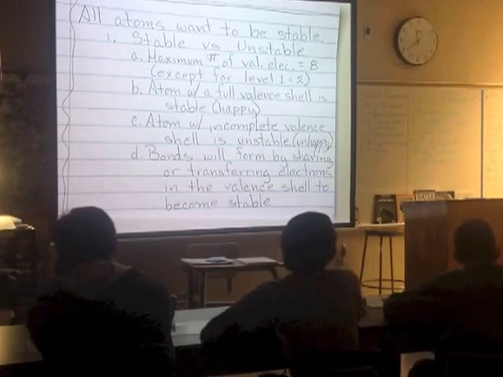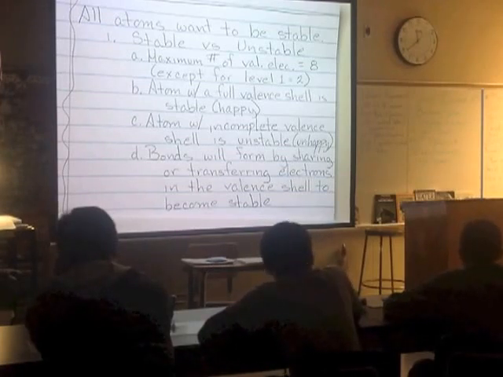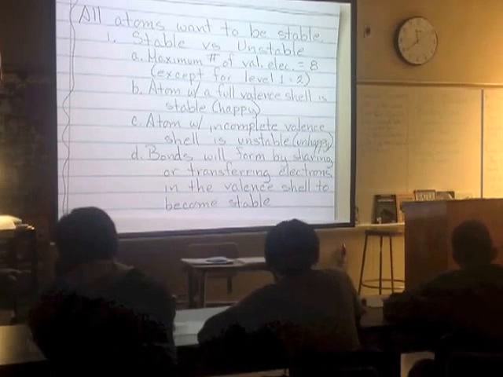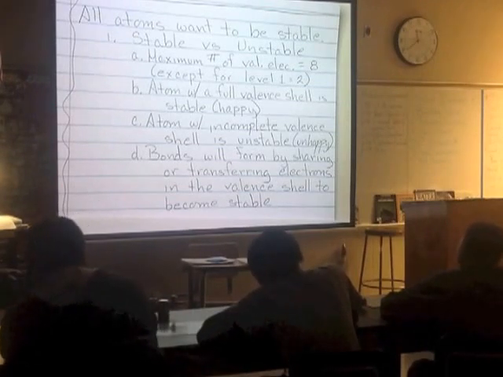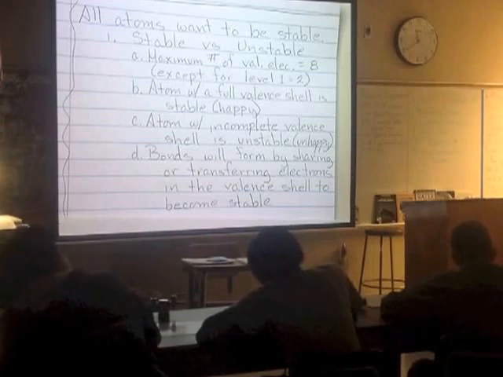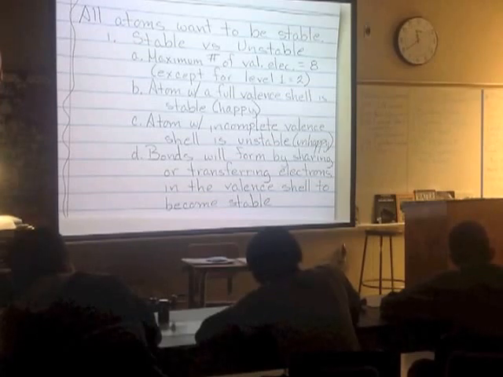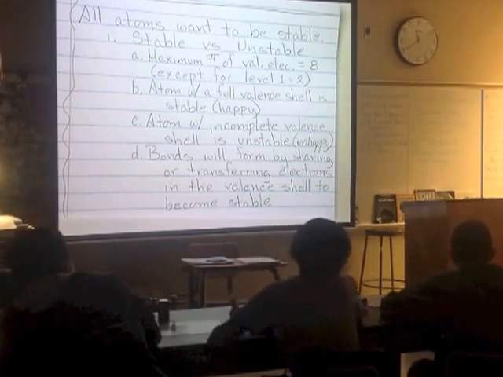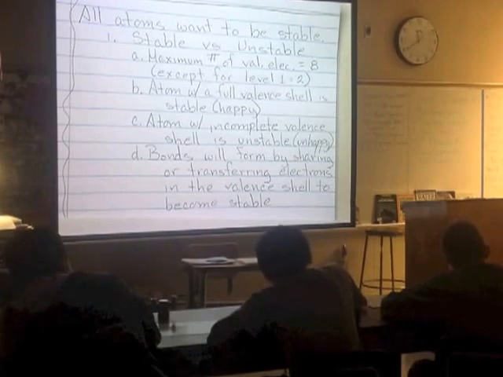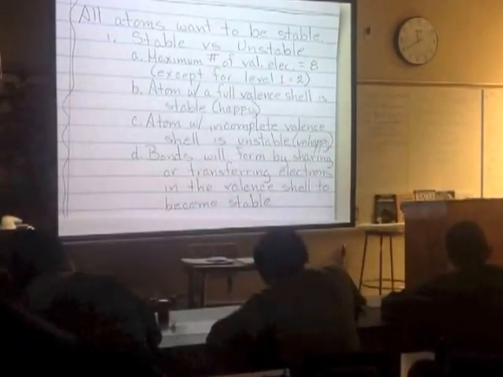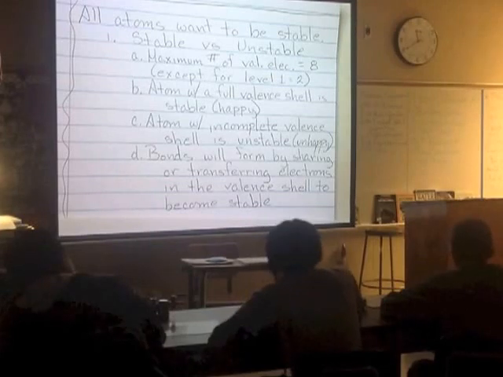So an element is stable when it has 8 valence electrons. And that's the maximum valence electrons that it wants. Unless it is an element that ends up having only one energy level. How many electrons can I put on the first energy level? 2. So if it's an element that ends up with just one energy level, then it is stable if it has 2. So if it has 2 on the first energy level, and that's all it has, then it's stable. If it has 8 on its last energy level, then it's stable.